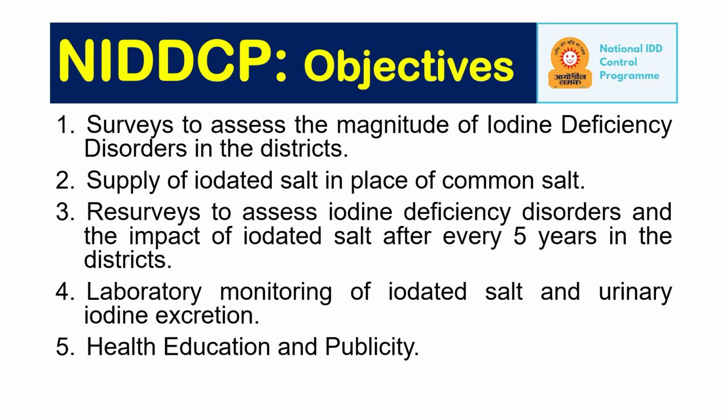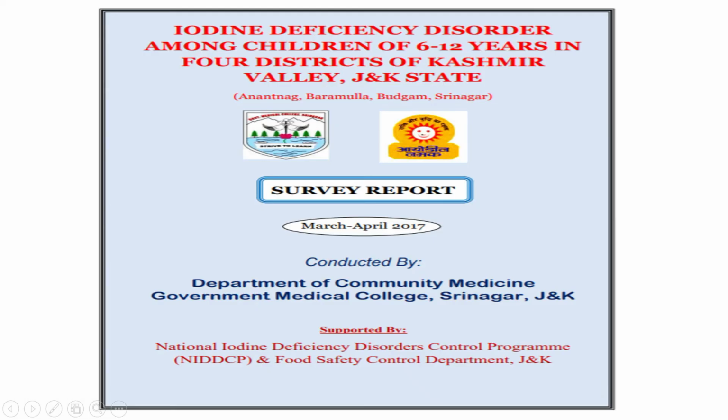The objectives of the program include, number 1, surveys to assess the magnitude of iodine deficiency disorders in the districts; supply of iodated salt in place of common salt, that is, uniodized salt; resurveys to assess iodine deficiency disorders and the impact of iodated salt after every 5 years in the districts; laboratory monitoring of iodated salt and urinary iodine excretion; and lastly, health education and publicity.